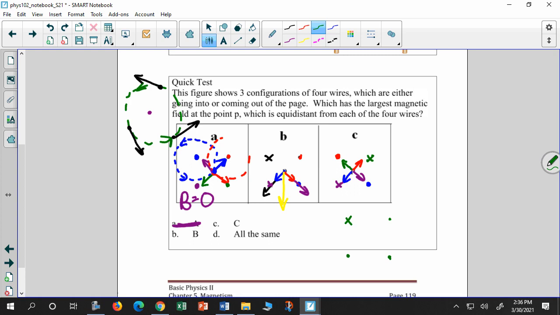Something like this. And I ask, what is the magnetic field here, right in the middle? I'll call that point P. So I go through. Let's do this one first.